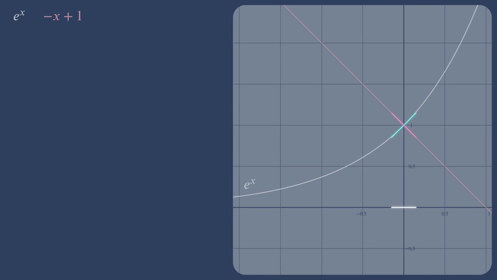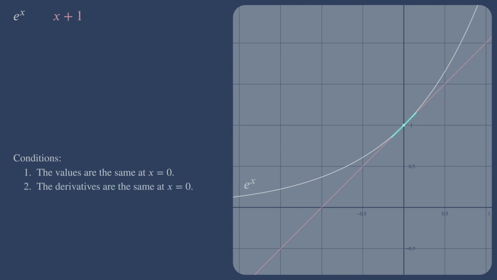The requirement for the approximation to be accurate near x equals 0 is that its derivative at x equals 0 matches that of e to the x. We can revise our approximation accordingly, giving us y equals x plus 1. This ensures two things. First, the values are the same at x equals 0. Second, the derivatives are the same at x equals 0. Our approximation is still insufficient because the original function is a curve while our approximation is a straight line.